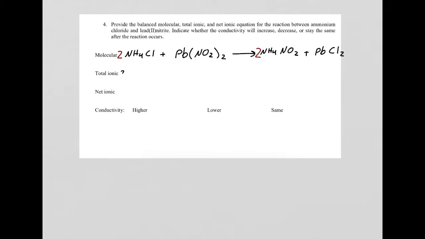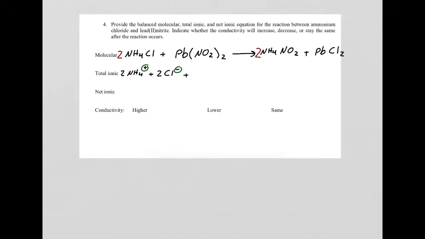Now when you break up, you end up having 2 NH4 plus and 2 Cl minus because they break up into ions. Putting out the charges is very important. If you don't put the charges, you are going to lose points. And remember, because I have 2 ammonium chlorides, when everything breaks up, I end up with 2 NH4 plus and 2 Cl minus. So you break up into ions. Don't forget that. All right, next one.